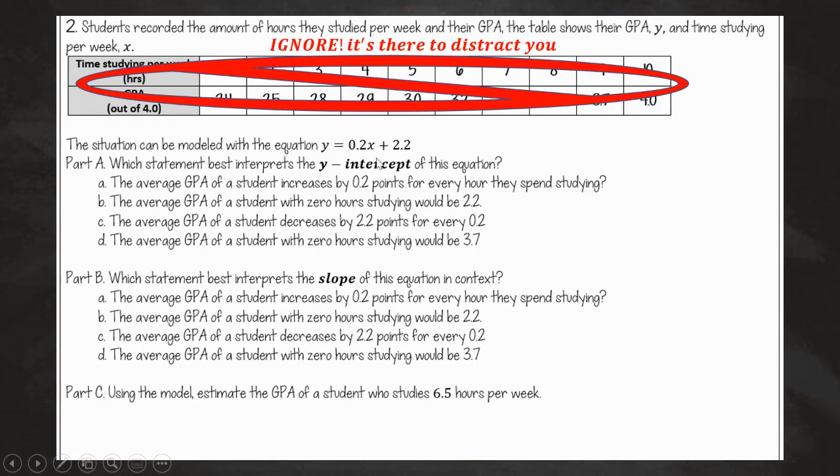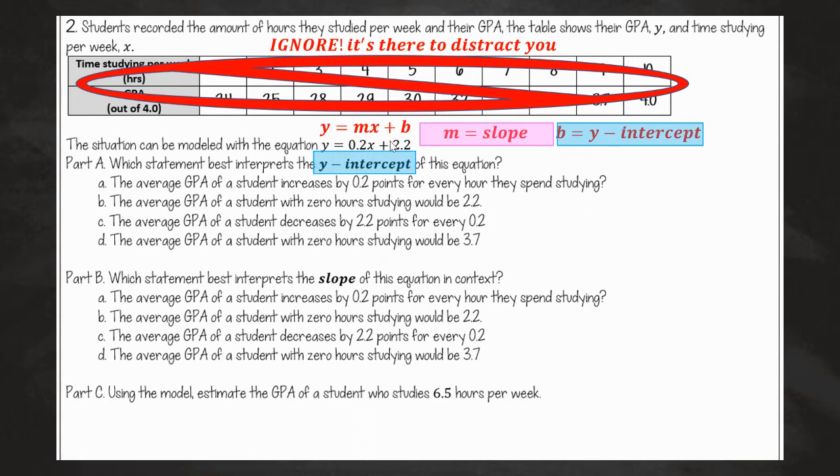So it says that the situation can be modeled by the equation y equals 0.2x plus 2.2. Well, they've given us the equation for our line of fit, and they've given it to us in slope-intercept form. So now that we have that, we're going to use that m as our slope, because we know that m is our slope and b is our y-intercept. So if we're looking for our y-intercept or slope, we can identify that directly from this equation.